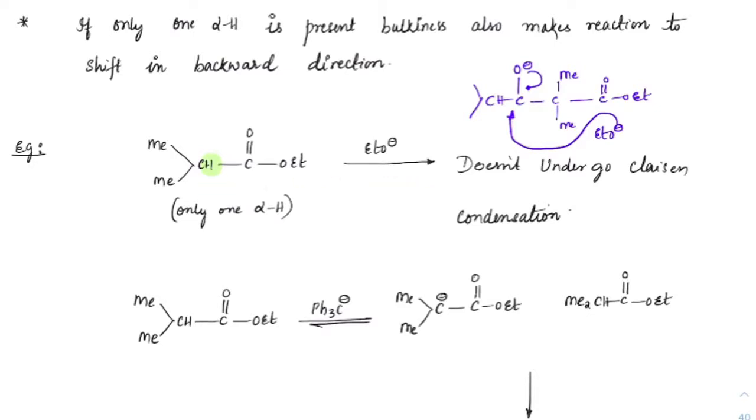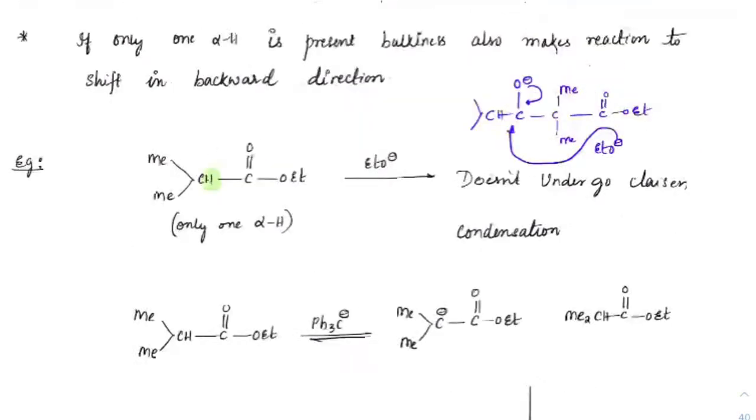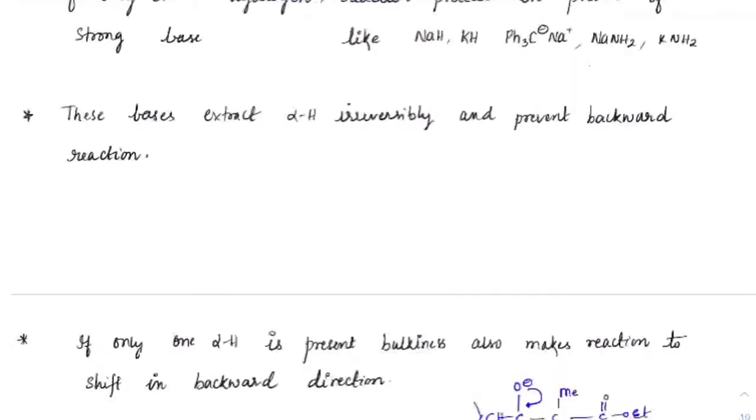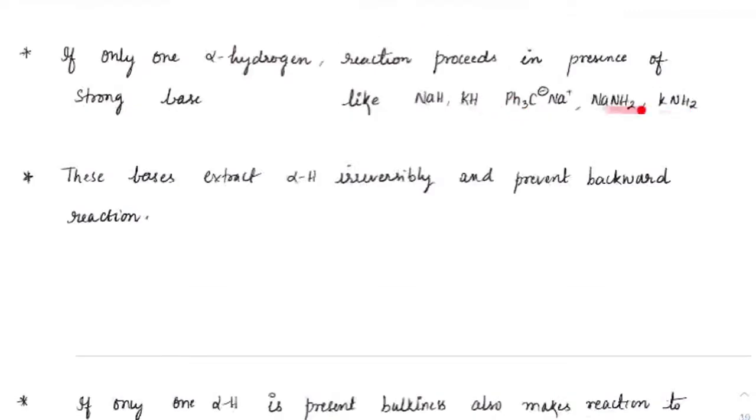Alright. So that's why the amount of product which you'll get is very, very less. Okay. So we can say that with EtO minus, we will not see this condensation reaction happening when you have only one alpha hydrogen. If you have two alpha hydrogens, definitely you will see some amount forming in the forward direction. So what are the types of bases which we will take?